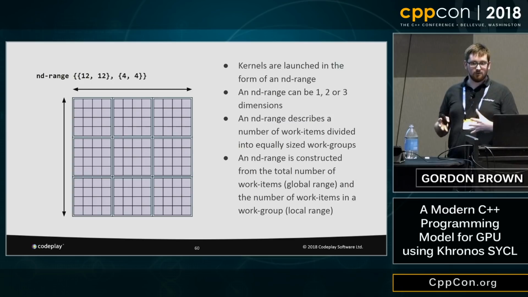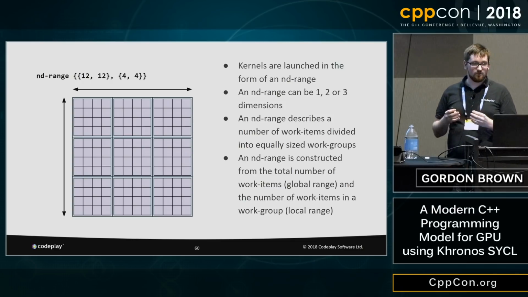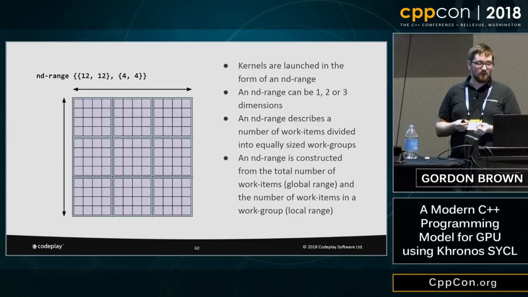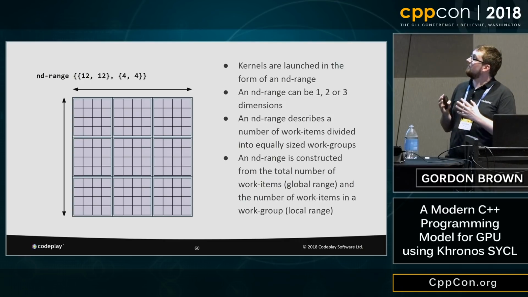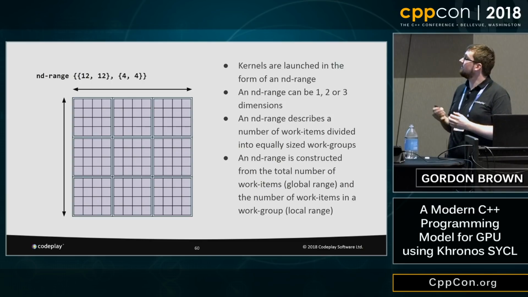When you launch a kernel on a GPU, you specify what's called an ND range. An ND range effectively describes the number of work items and work groups that you want to execute on the GPU. This is made up of the global range, which is the total number of work items. So in this case, it would be 12 by 12. And then the local range, which is effectively the size of each work group. And those have to be uniform. So the global range 12 has to divide into the local range.